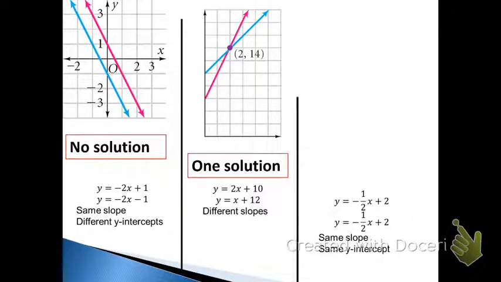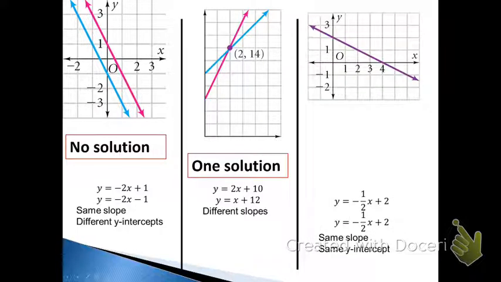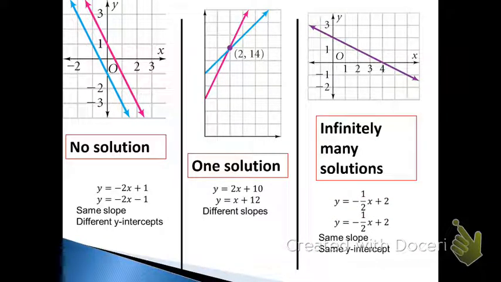The third possibility is really interesting, and that is when the two lines are right on top of each other. In the first two pictures, we have a blue line and a pink line. When they're on top of each other, they make a purple line. So there's actually two lines graphed, but it looks like it's only one line. This one has infinitely many solutions, and this time the equations are exactly the same. Same slope, same y-intercept, because the two lines are the same line.